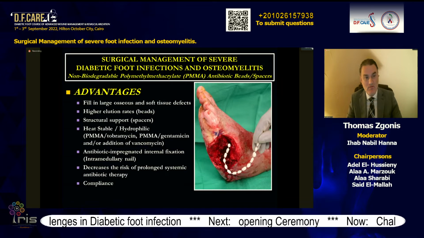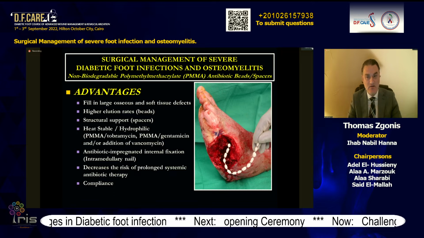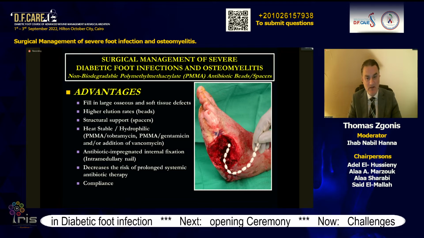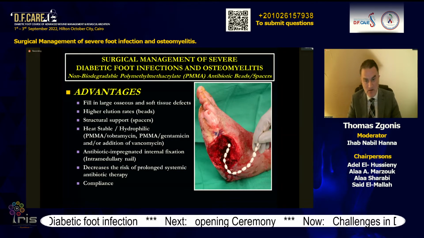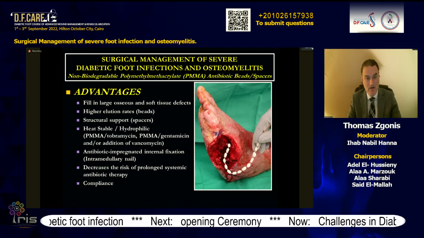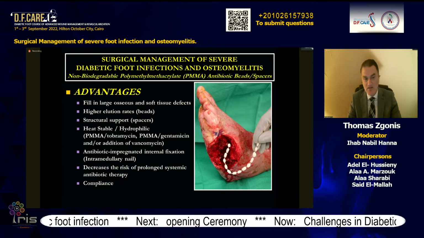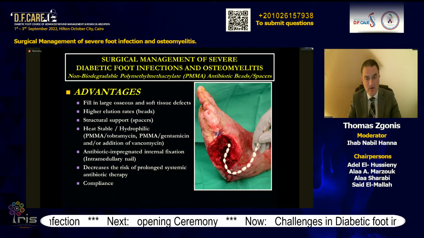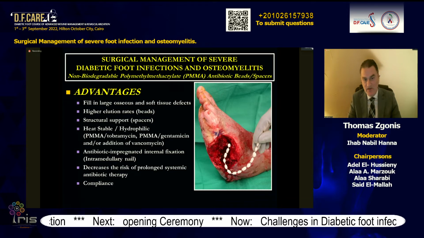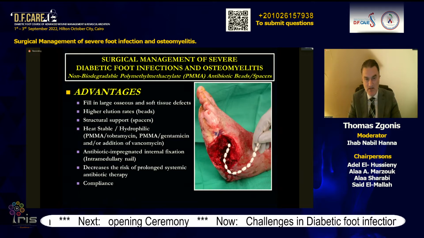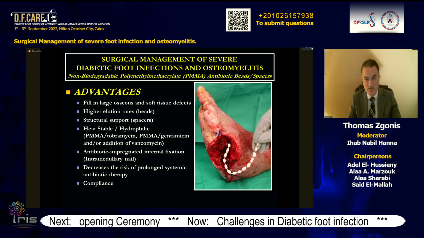One of the most common applications of eradicating local infection is the application of non-biodegradable antibiotic cemented beads or spacers. The advantages of using those non-biodegradable antibiotic beads or spacers: they can fill in large osseous and soft tissue defects. They have higher elution rates, the beads, and structural support of the spacers.